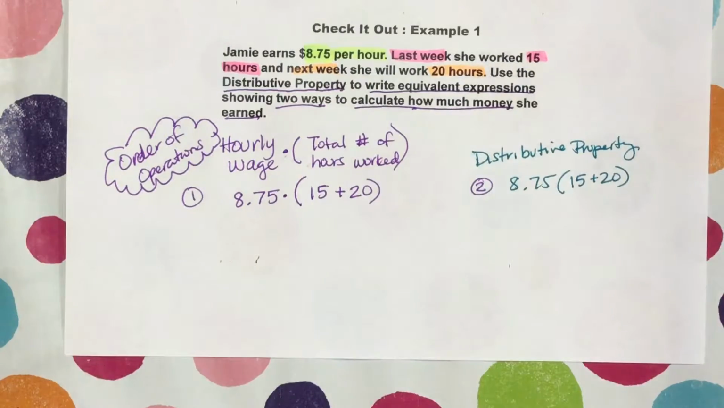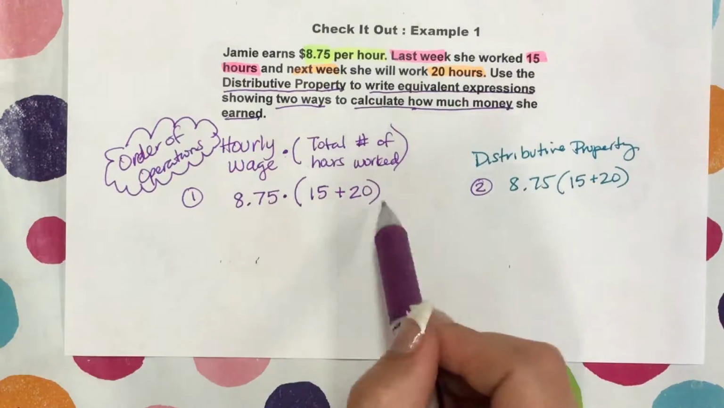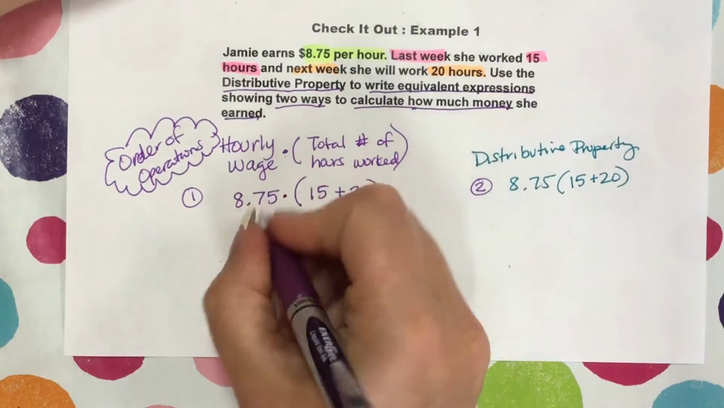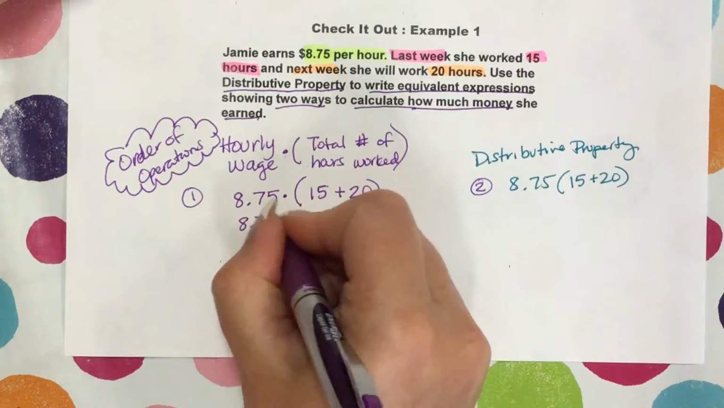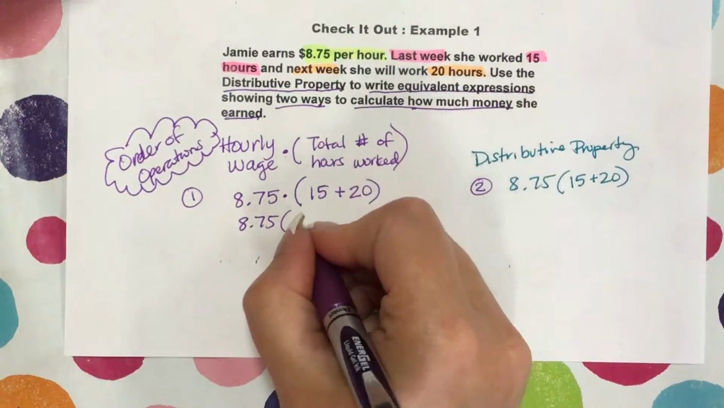Okay, let's go ahead and get started. So order of operations, when we're doing this problem, says that we have to do the parentheses first. So we're going to have 8.75, 15 plus 20 is going to be 35.